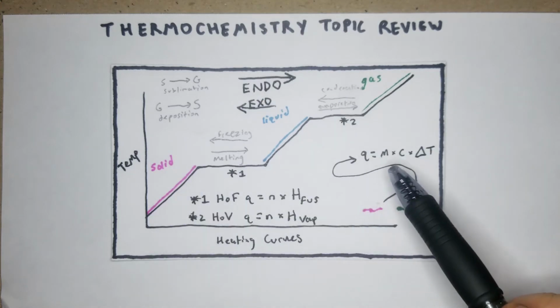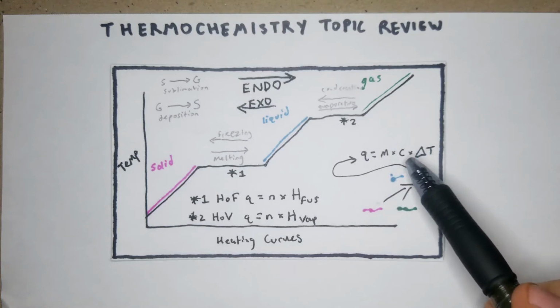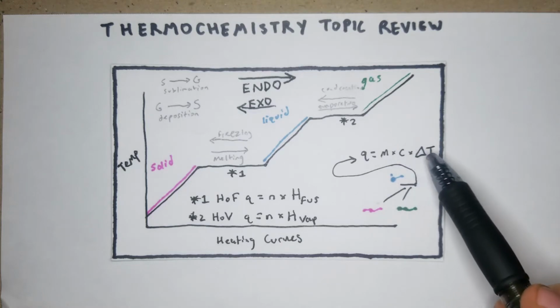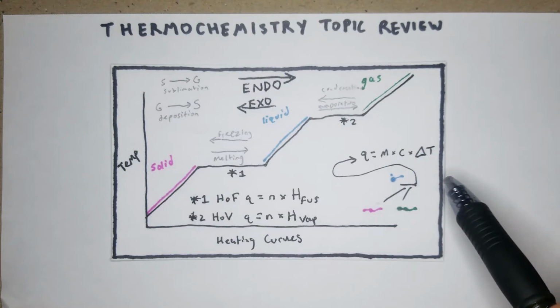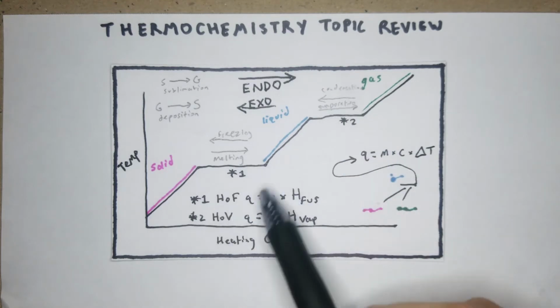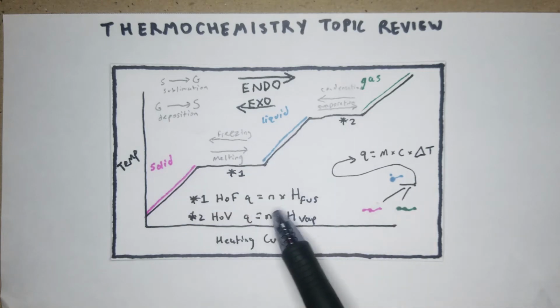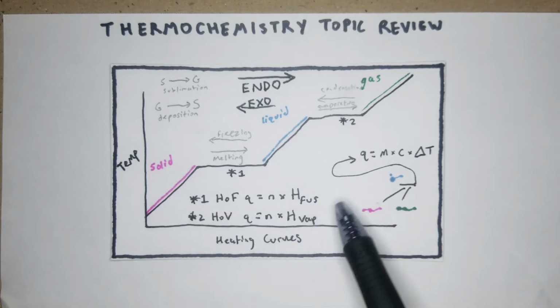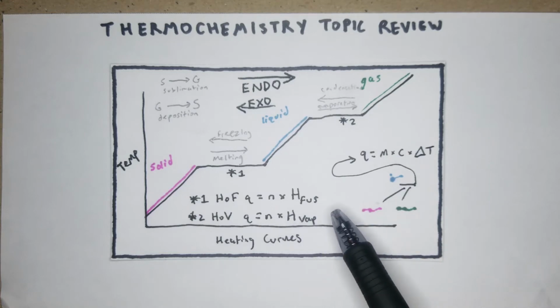So for any of the slopes, you're going to use this formula here: Q equals m times c times delta T. That's mass times the specific heat, or the heat capacity, times the delta T, which is usually in Kelvin. Then on any of these flat areas, you're going to use one of these two formulas. For the lower of the two, between solid and liquid, you use the heat of fusion, so Q equals n times heat of fusion. And then on the top, you're going to use Q equals n times the heat of vaporization.